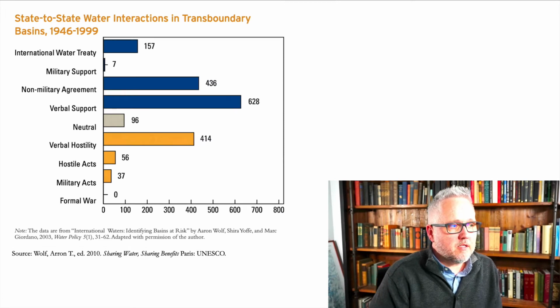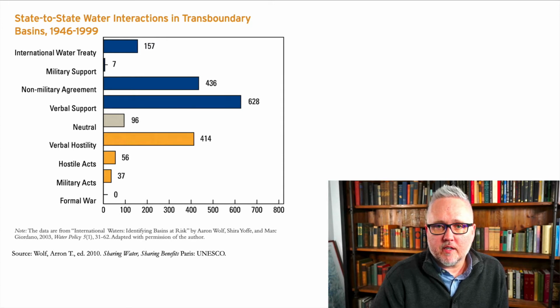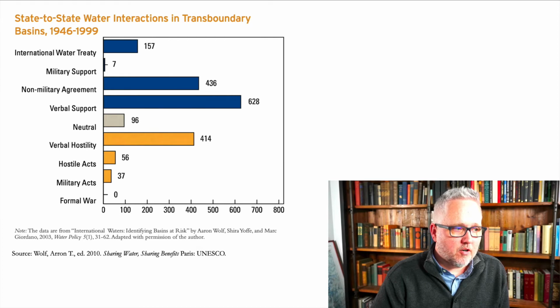Using these data, and looking at one of the articles that was generated using these Oregon State dispute data, you can see that in blue, those are the cooperative agreements, and the yellowish orange are hostility efforts. You can have zero cases of formal acts of war. You can have hostile or military acts, people rattling sabers or taking your boat into the other's territorial waters. But by and large, it's limited to talk.